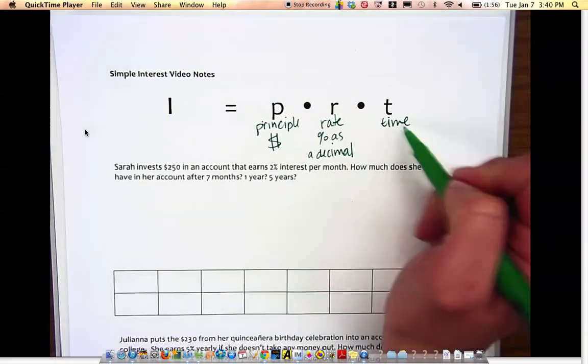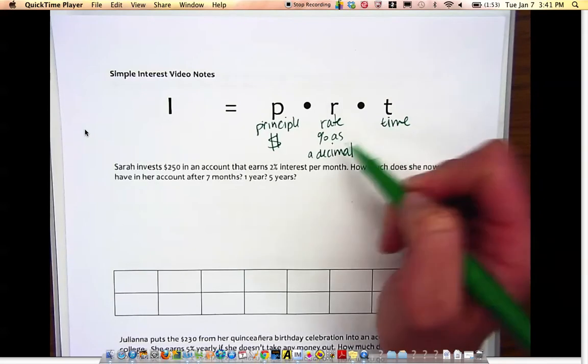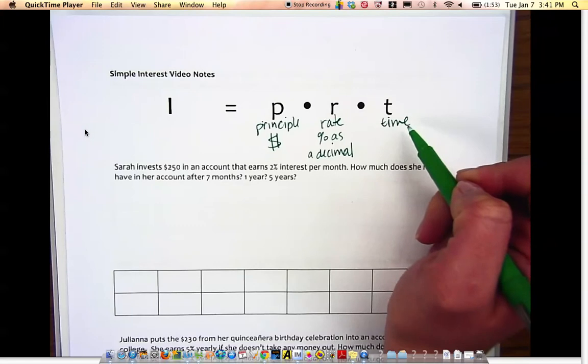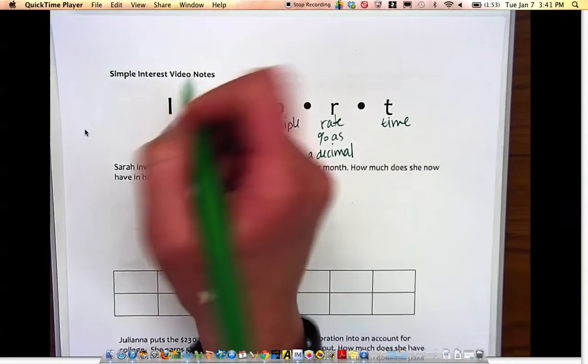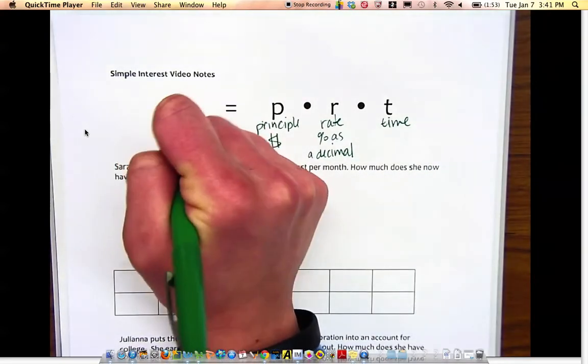Now, there is a relationship between the rate and the time. So you have to pay very close attention to what the problem tells you the relationship between the rate and the time is. It could be that the money is made every 6 months, every 3 months, every month, every week, whatever it is. So pay close attention to your rate and your time. And then I is the interest that we earn.